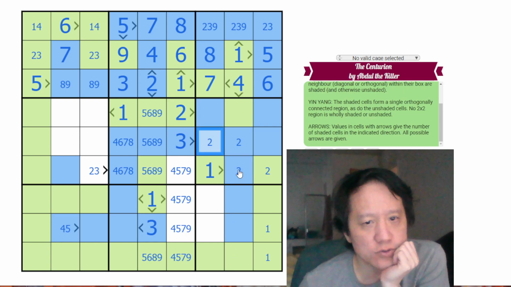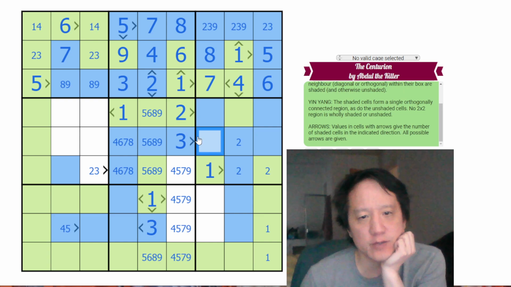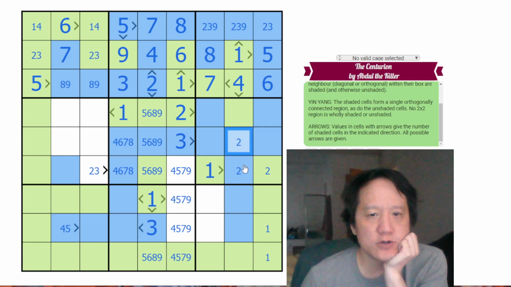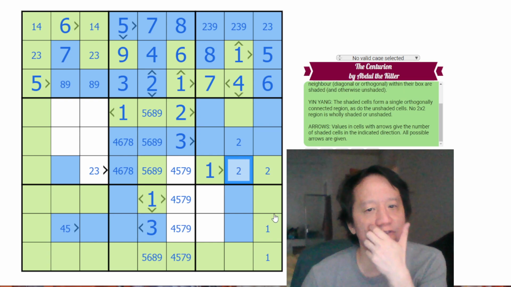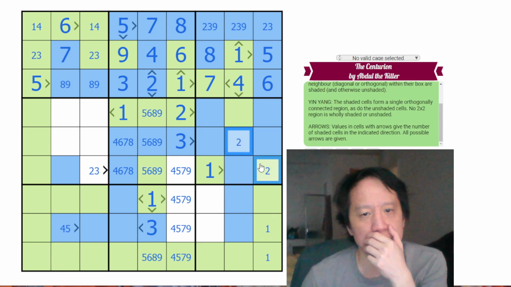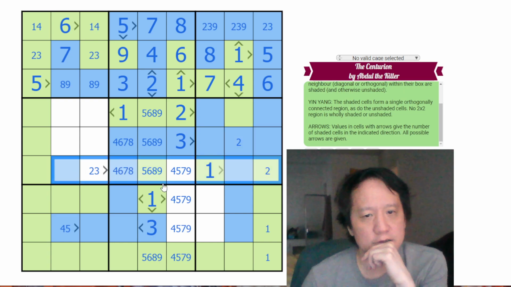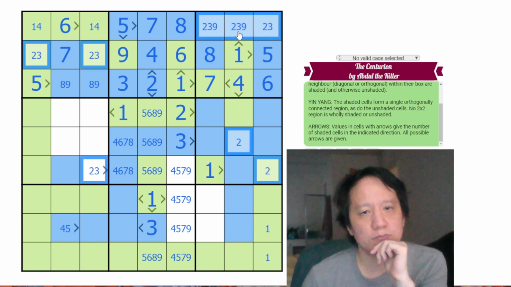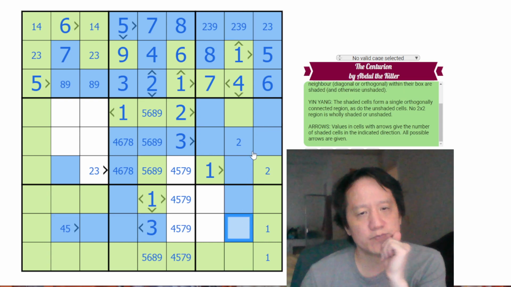This cannot be 2. Because if this were 2, these would both be shaded, and therefore it would have to have an arrow. So that can't be 2. This cannot be 2, because if this were 2, you would have 1, 2, and therefore that would have to have. So this cannot be 2. So 2 is one of these two. This is fine. That's 3. This is 1. This is 3.